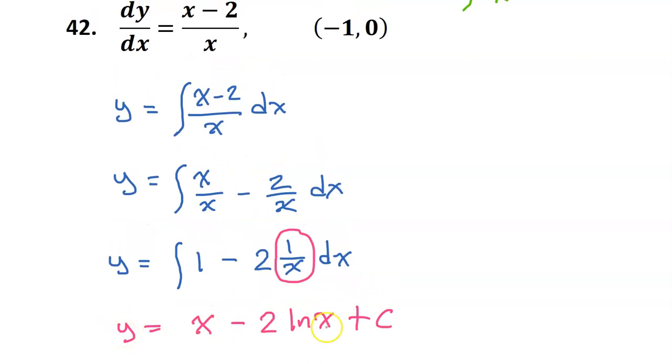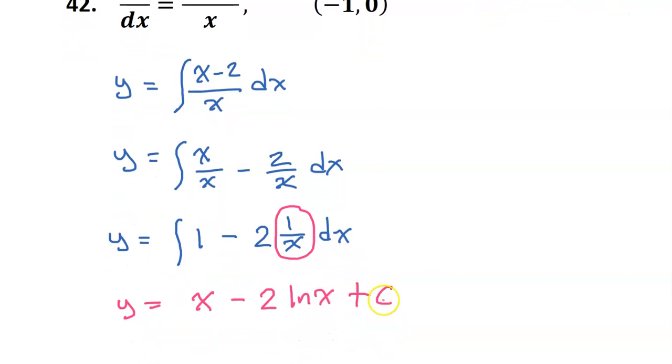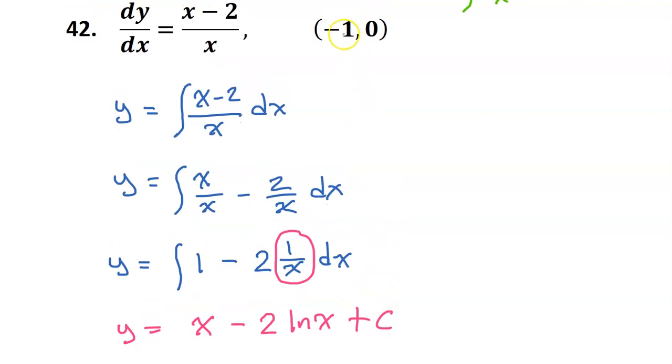So we are almost done, except for this c value. All we need to do is find out what the value of c is. And they gave us a point, negative 1 comma 0. So we can use that to find c.